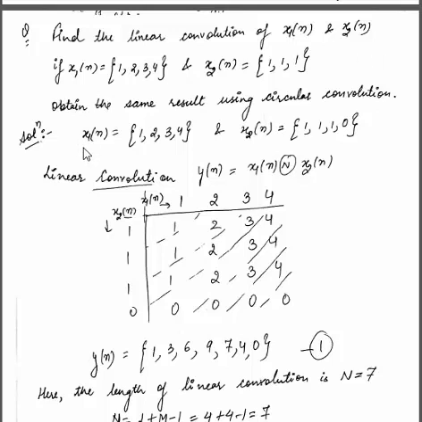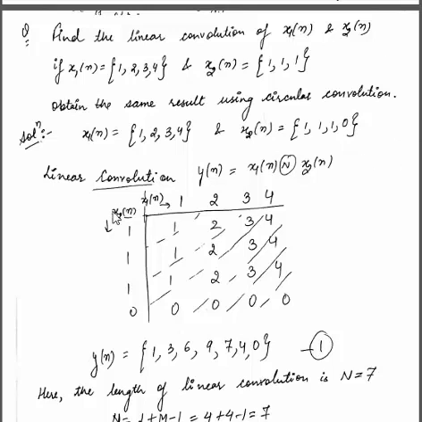Now first we have to write the two sequences, that is x1(n), 1, 2, 3, 4, and x2(n), 1, 1, 1, 0. To make the length of both the sequences equal, we have to add a 0, that is the concept of zero adding. In circular convolution, the length of both the sequences should be the same. That's why we are adding a 0 here to make the lengths equal. Now the length of both sequences is equal, 4 samples in each.